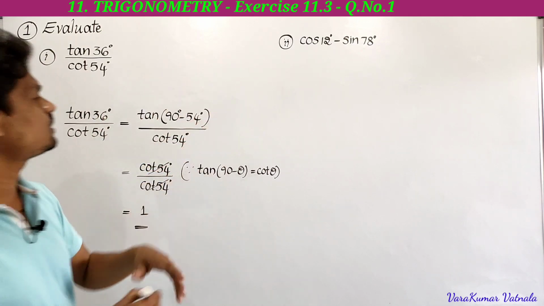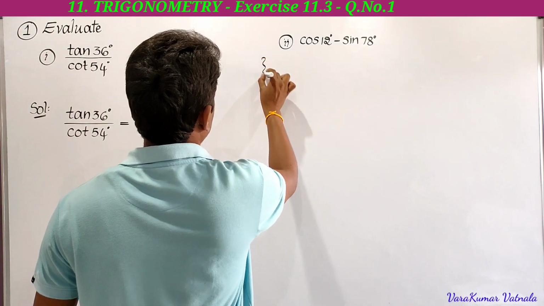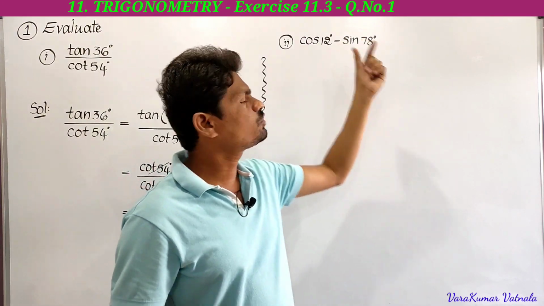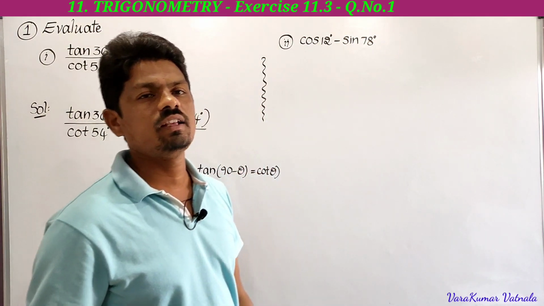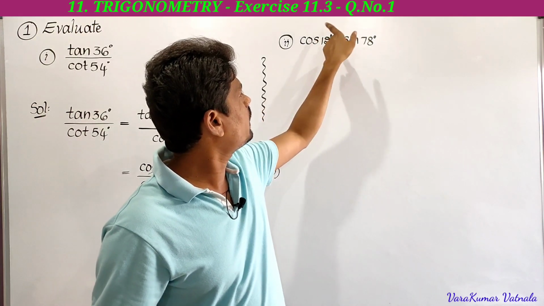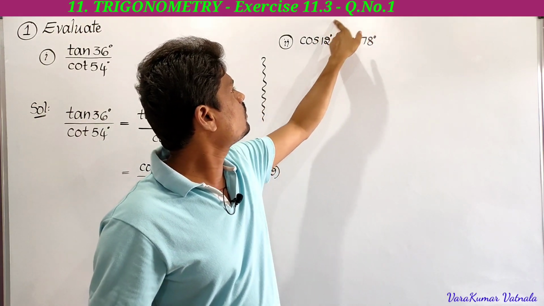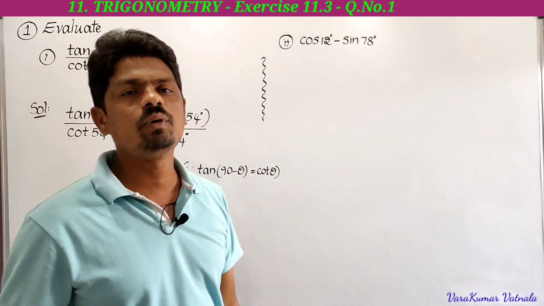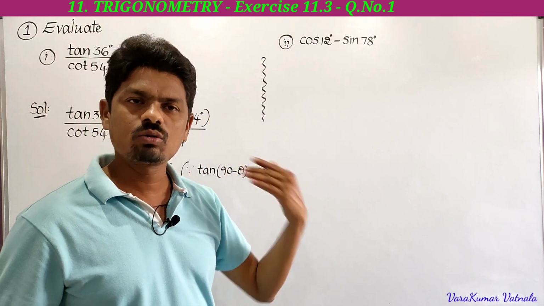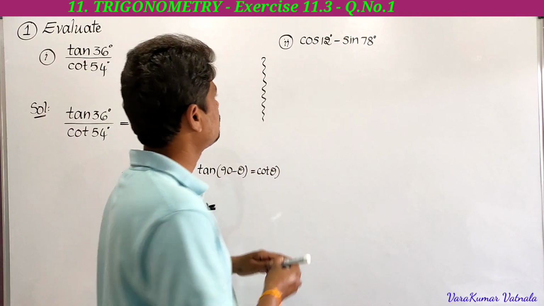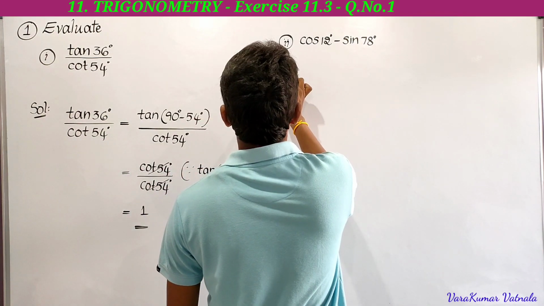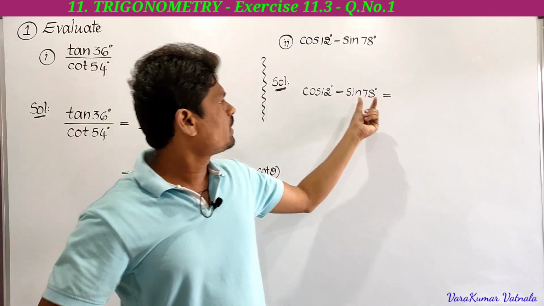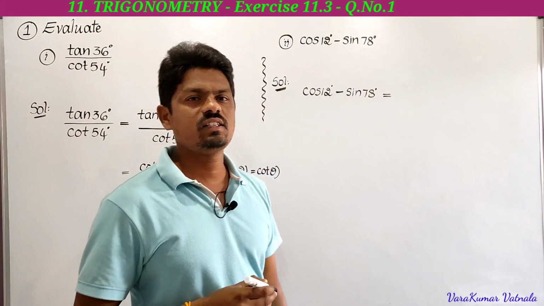Next we have to solve the second bit. This is the second bit, cos 12 degrees minus sin 78 degrees. Again, by observing the angles, the sum of these two, 12 plus 78, is equal to 90. Again, these are complementary angles. So now we have to apply complementary angle formulas. Here, we just write what is given: cos 12 degrees minus sin 78 degrees is equal to.